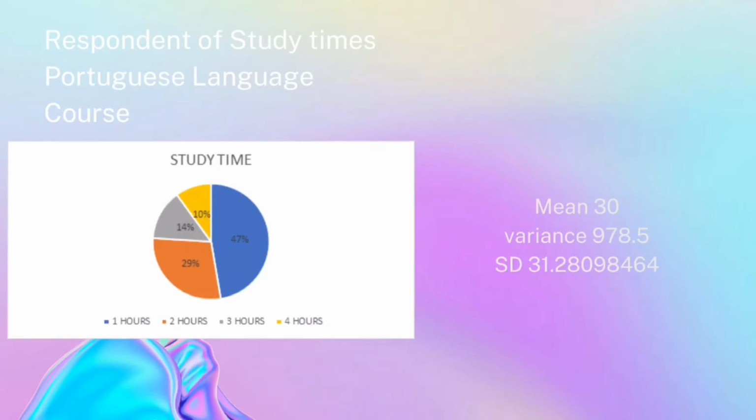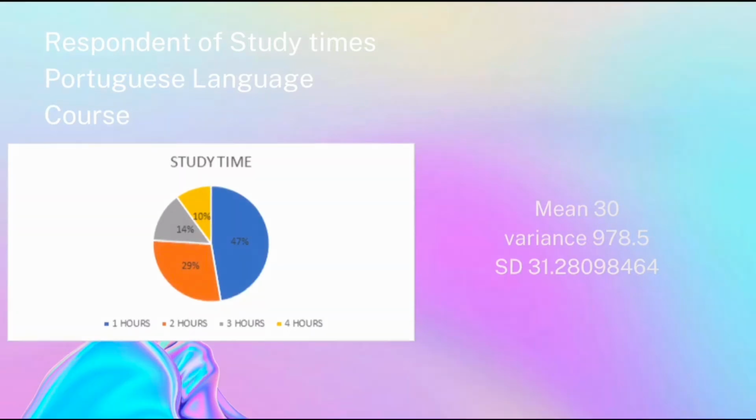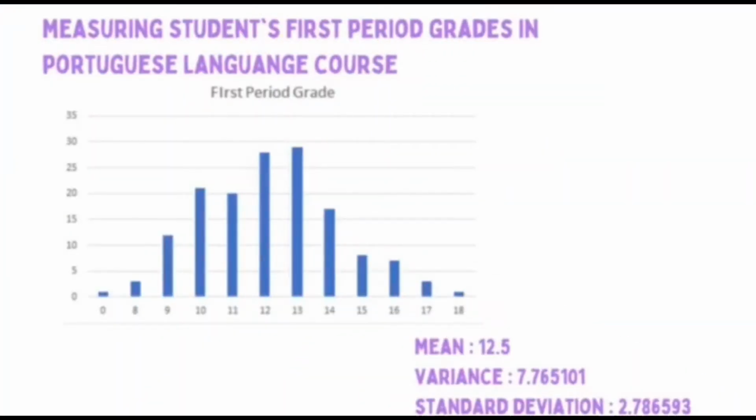This is a pie chart of weekly study time of Portuguese language students. This pie chart shows that 47% of the students take less than 1 hour for studies, which is 71 students. Second highest is 29% who take less than 2 hours, which consists of 43 students. As you can see, the mean for this study time is 30, the variance is 978.5, and the standard deviation is 31.28.